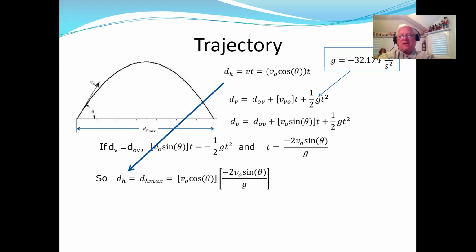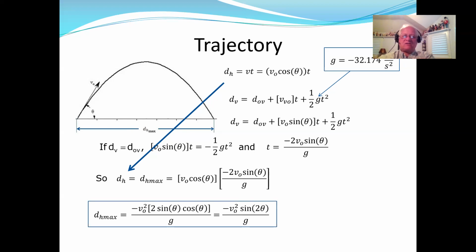Since I know the time t is given, I can substitute that back into my horizontal distance equation, and that will give me dh max. So I simply substitute that value of t, the time of flight, into the general horizontal distance equation. I do a little bit of math and reduce it down. It turns out that the horizontal maximum distance traveled is minus v naught squared sine 2 theta over g. Again, I have to use some trigonometric identities to get there. So that's the second equation that's kind of important when we're doing trajectories, to know the maximum horizontal distance and the time of flight.